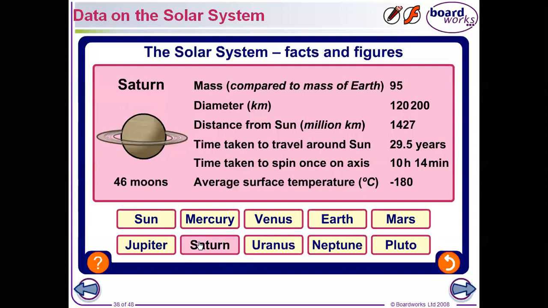So the average surface temperature is minus 180. It takes just 10 hours, 40 minutes to spin around its axis. And to travel around the sun, it takes 29.5 years. And it's 120,200 kilometers in diameter. Okay.